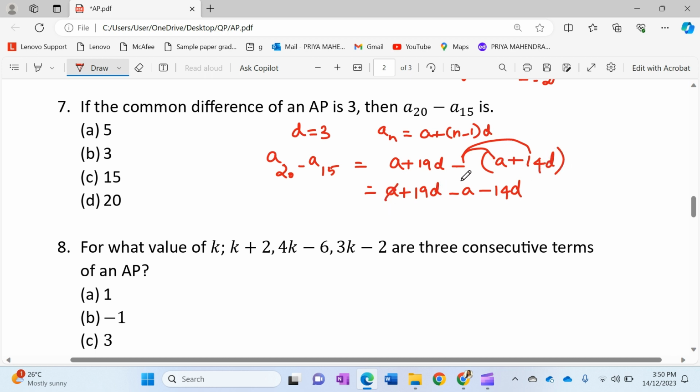So now A and A will get cancelled. So 19D minus 14D will be 5D, which implies 5 times, they are given the value of D as 3. So 5 times 3 is 15. So the option is C, 15.